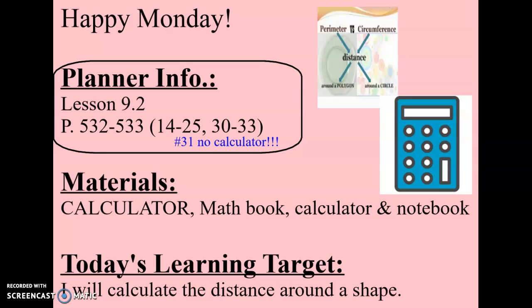Today we're going on to chapter 9, some more geometry. We're talking about areas and perimeters of different shapes, and then we'll move on to 2D shapes and 3D shapes next week. For today, we're going to do a little lesson out of the book. We'll be working out of your Math 6 books, pages 532 to 533, problems 14 to 25, and then 30 through 33. Notice on number 31, there should be no calculator in that problem.